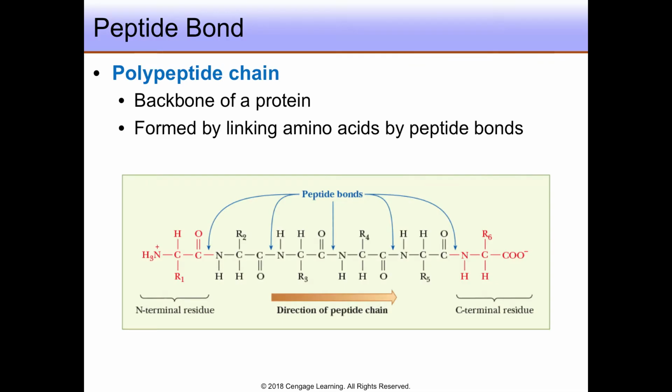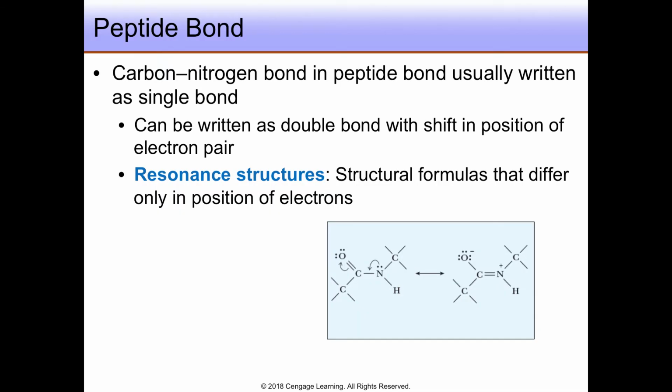As we look at the polypeptide chain formed by linking the component amino acids by peptide or amide bonds, we can see that this is the backbone of the structure, with the amino acid side chains, or R groups, pointing out from the backbone. We most often represent the carbonyl carbon as singly bonded to the adjacent amine nitrogen.